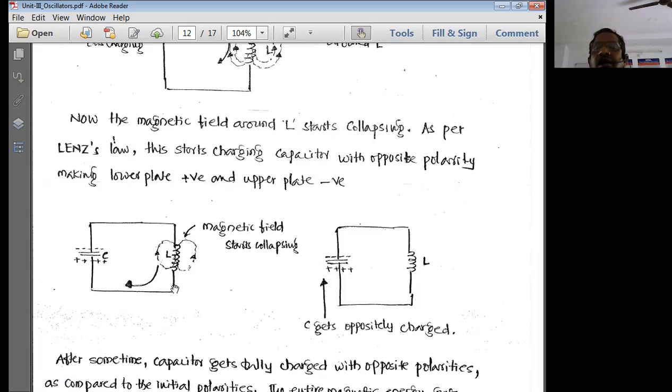Like that, continuously the charging and discharging through the capacitor and inductor takes place, and this process is nothing but a cycle that is going to happen. Earlier, the upper plate was positive, so it is decreasing. That means the voltage is decreasing.